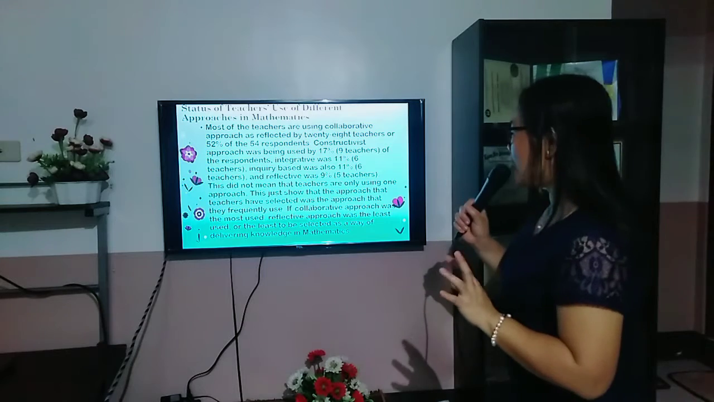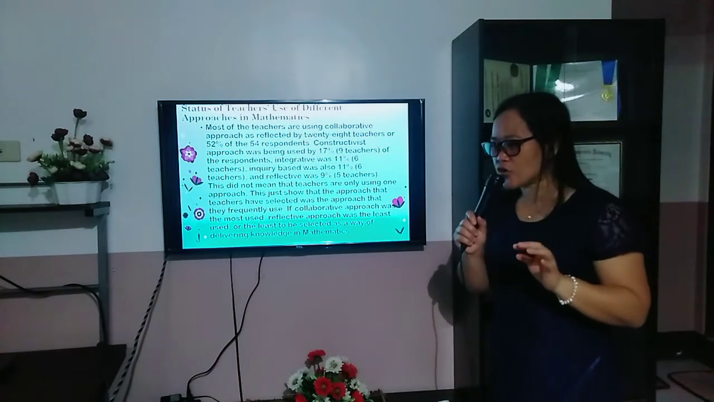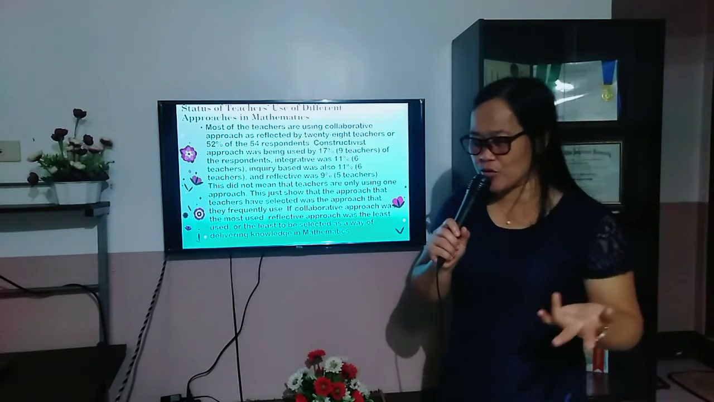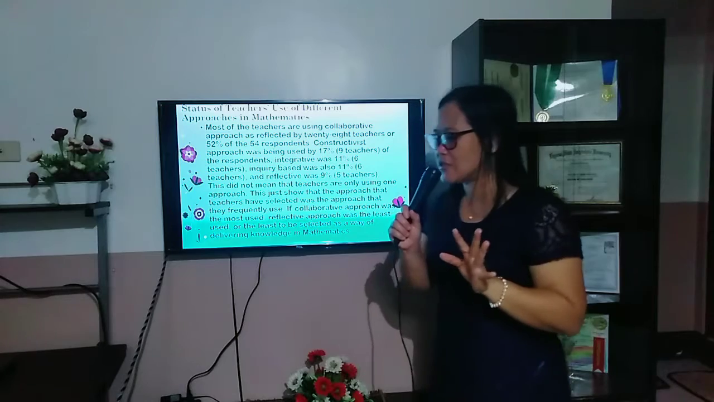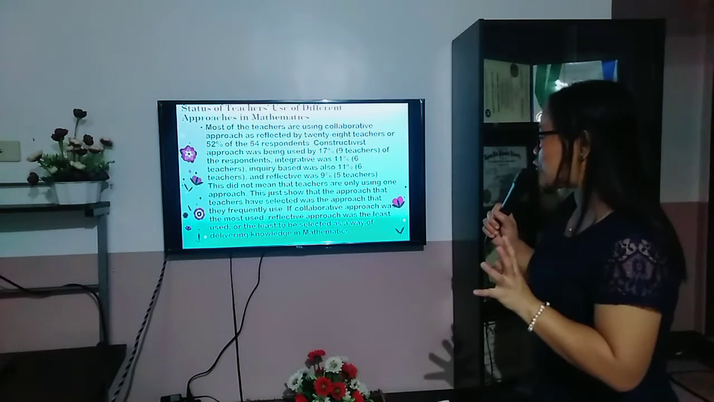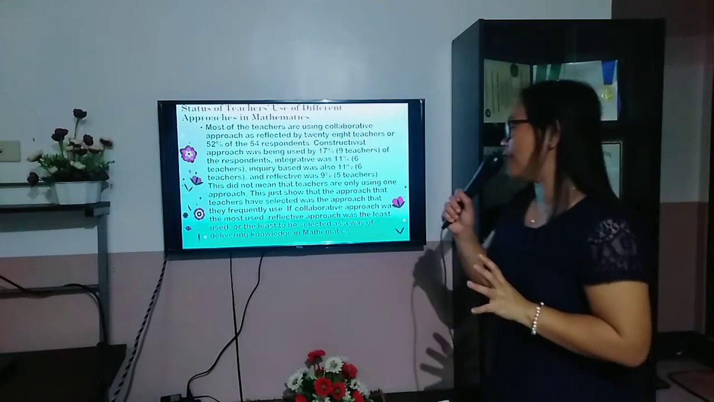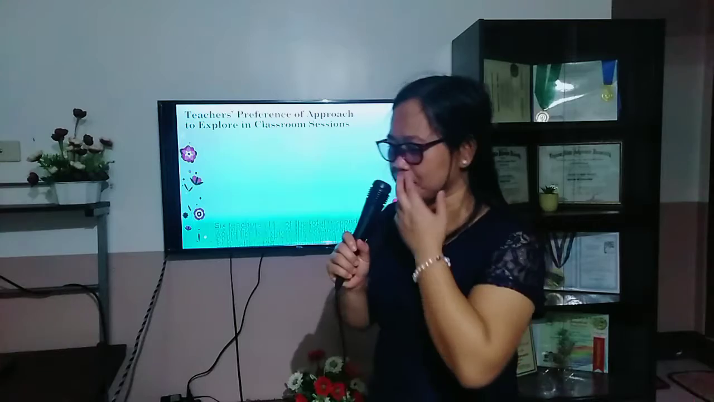This shows that the approach the teachers have selected was the approach that they frequently use. If the collaborative approach was the most used, the reflective approach was the least used, or the least to be selected as a way of delivering knowledge in mathematics.